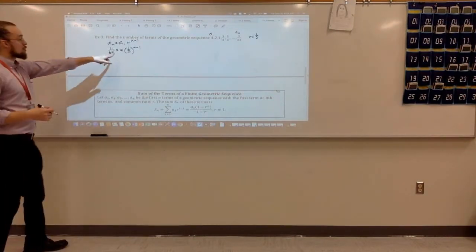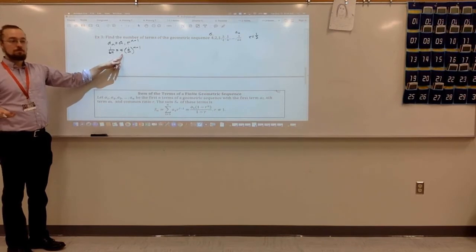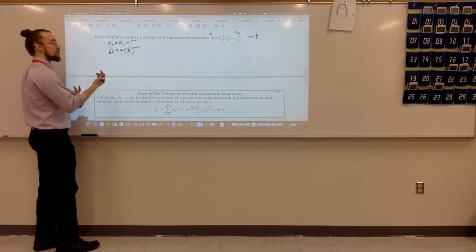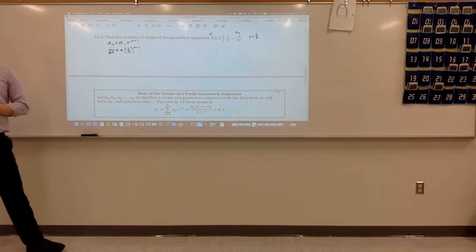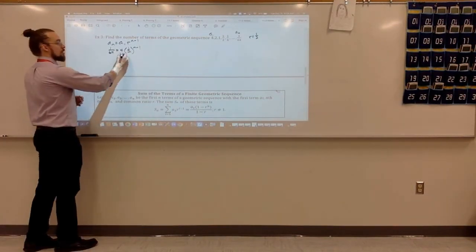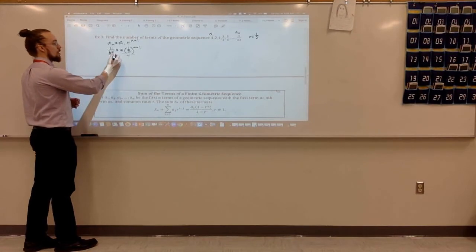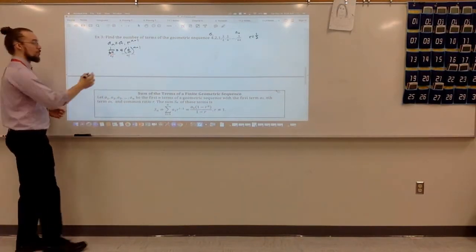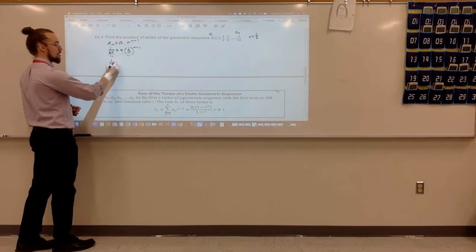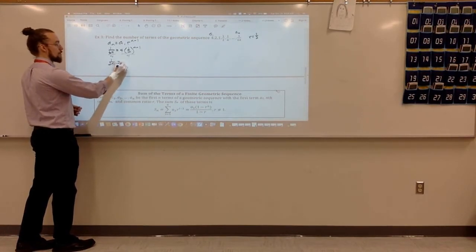To do that, I first want to get rid of this 4. So I'm going to divide both sides by 4, or that would be the same as multiplying by 1/4. Right? So 1/64 divided by 4 would be 1/256.